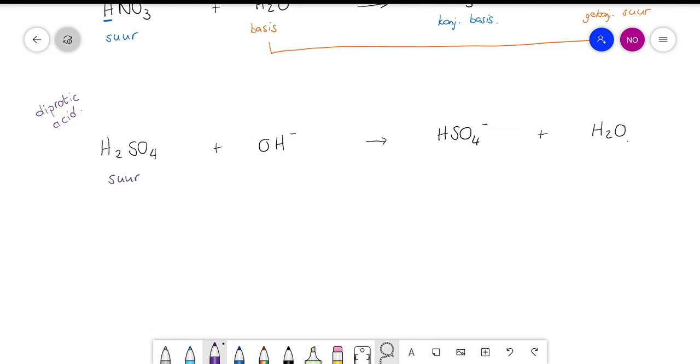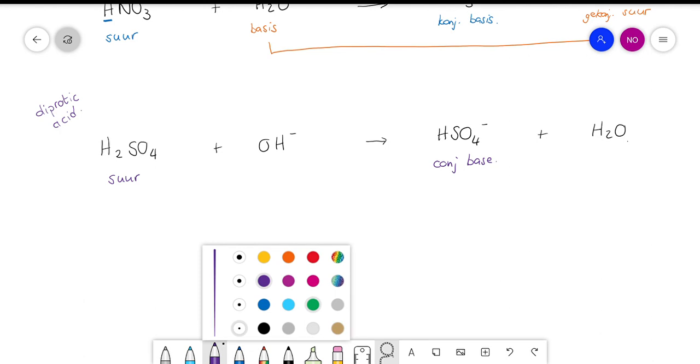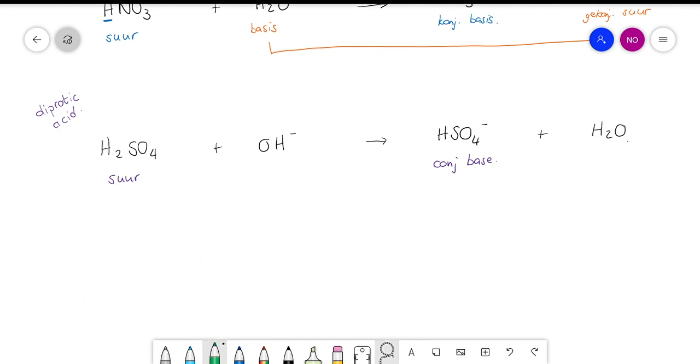In this case, it only donates one of its protons. So hy gaan nou net een van sy protone skenk. Met ander woorde, dan gaan daar wees HSO4 minus. So this is the conjugate base. En dan OH is in elk geval, ek wil amper sê die definisie van 'n basis. So hierdie een is definitief die basis. And then when it accepts it, it becomes a conjugate acid. So daai tweeetjies gaan saam.